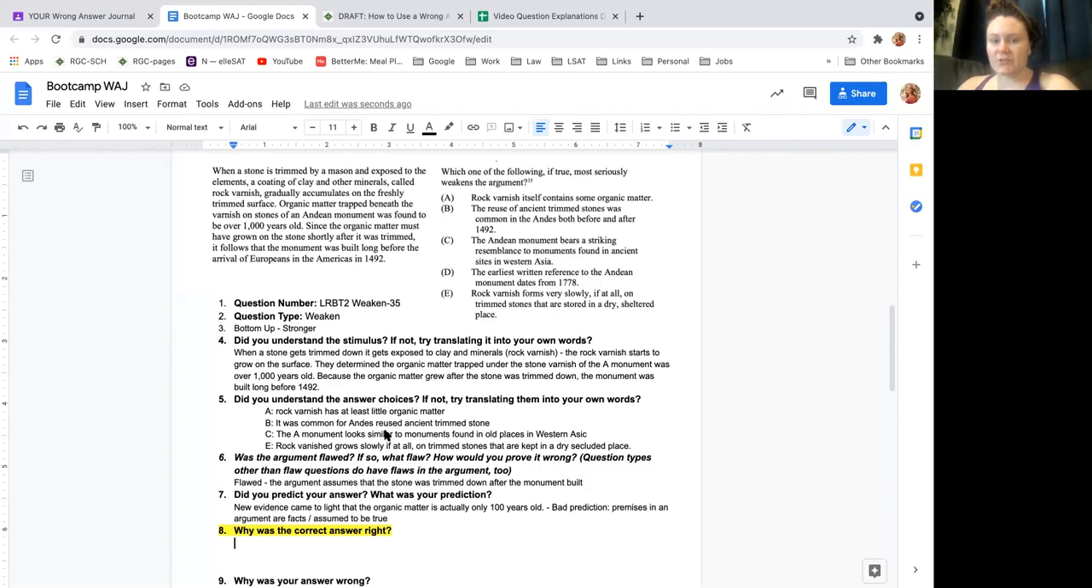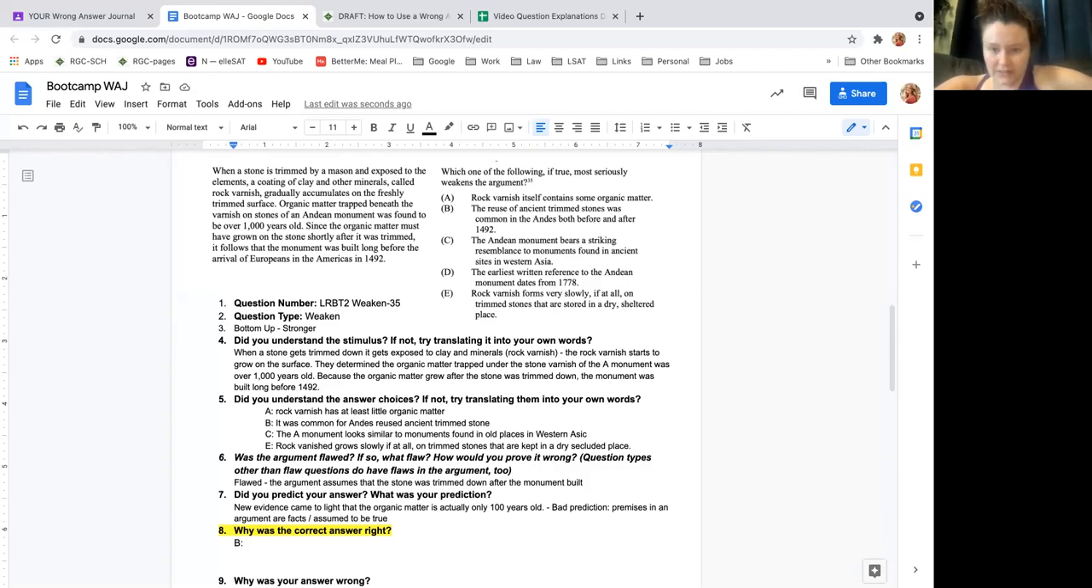All right, so then for question 8, it says, why was the correct answer right? Before I use external resources, I'm going to come back here, and I know that the correct answer is B. And so I'm going to explain why this is right. The reuse of ancient trim stones was common in the Andes both before and after 1492. So why would this weaken our conclusion that it follows that the monument was built long before?